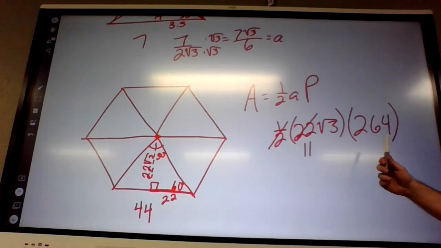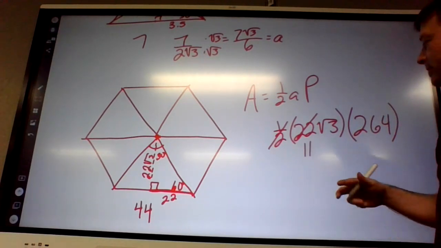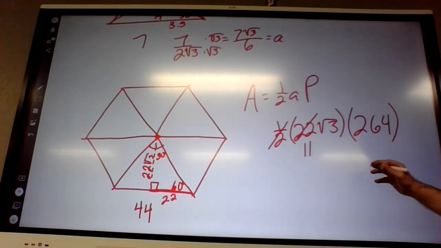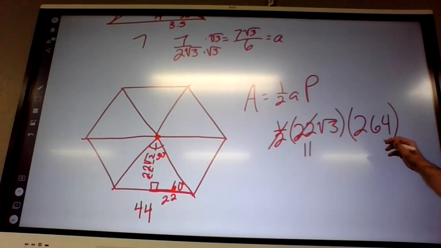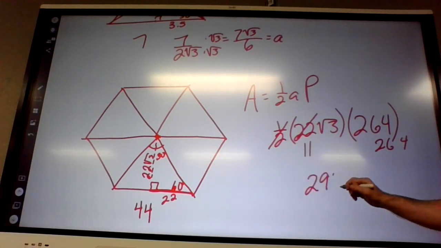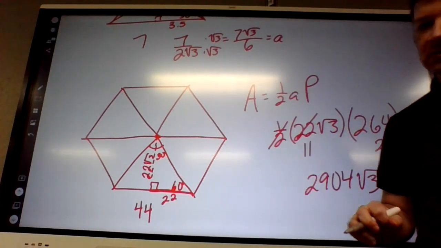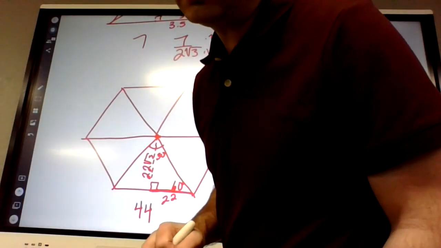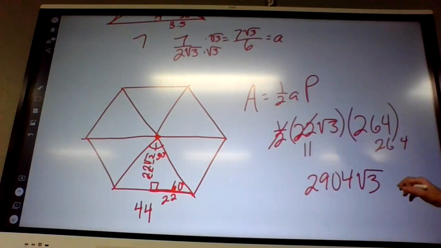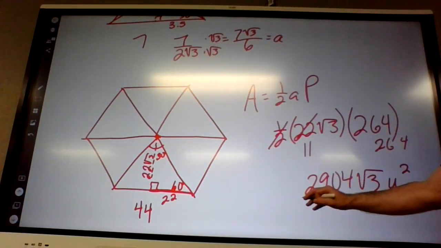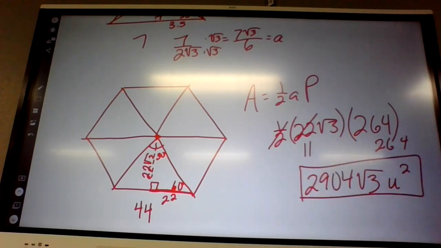Oh, that's fine. It doesn't matter. You can do the whole thing. You can put the decimal too, but I wouldn't. I would just put the square root of 3 on the answer. Comes out as 2904, I guess. 2904 square root of 3. Units. They didn't give us any units, so unit squared. That was a big problem.